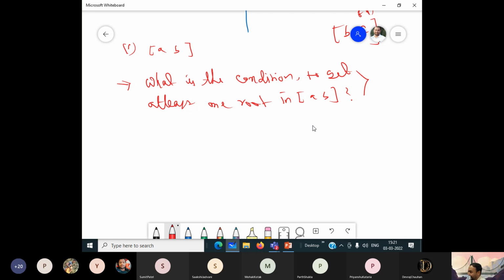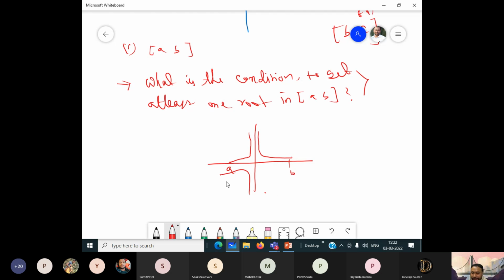The first condition is that if there is a root, the value of the function should be opposite at that particular interval. Second condition is that the function should be continuous. Why is it? For example, I'm just drawing it here. One function goes on like this and one function goes on like this, and I am taking the interval. They are not intersecting each other.